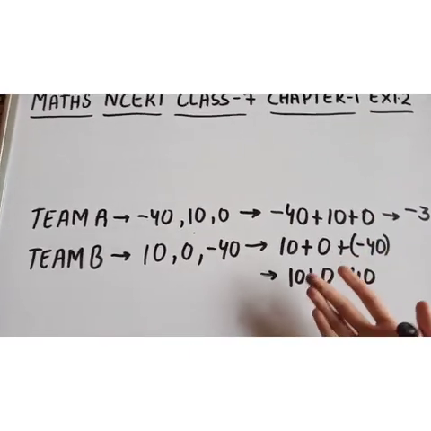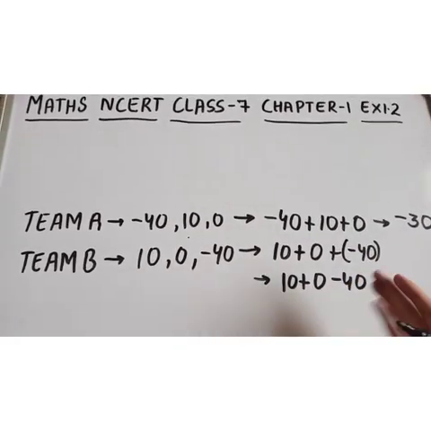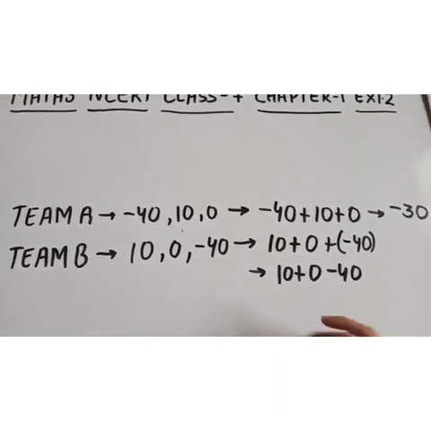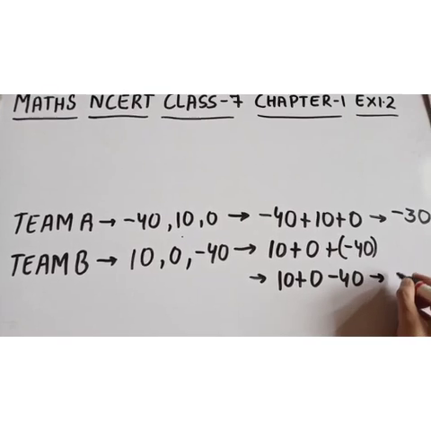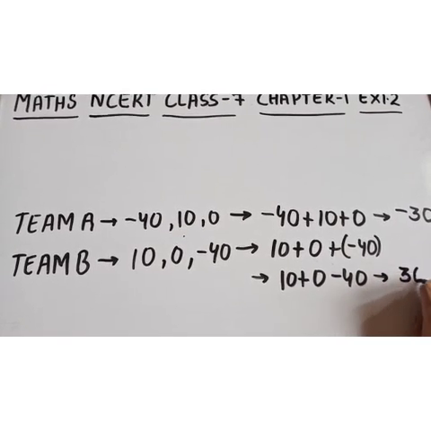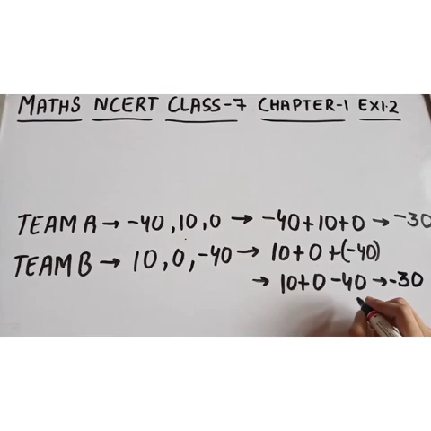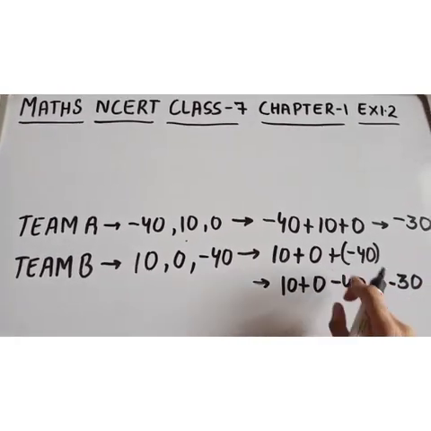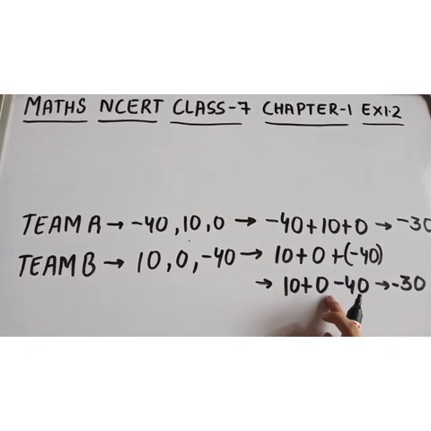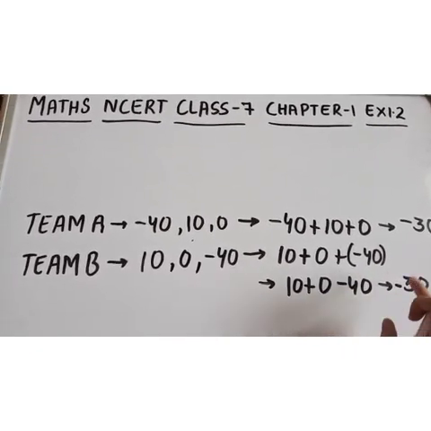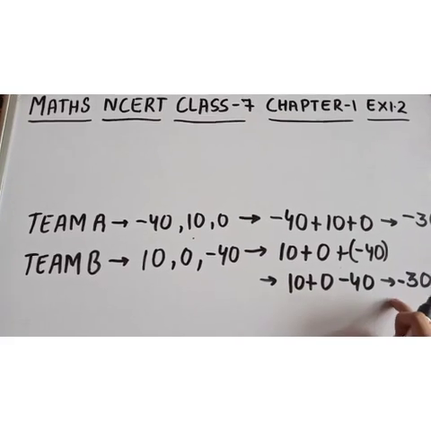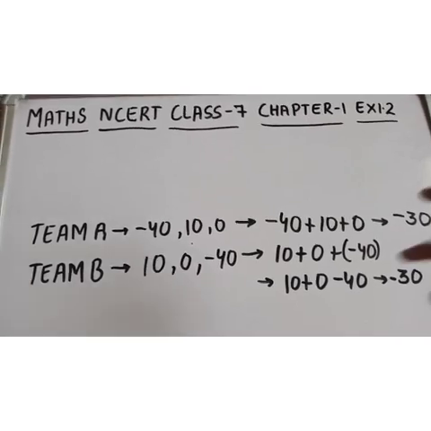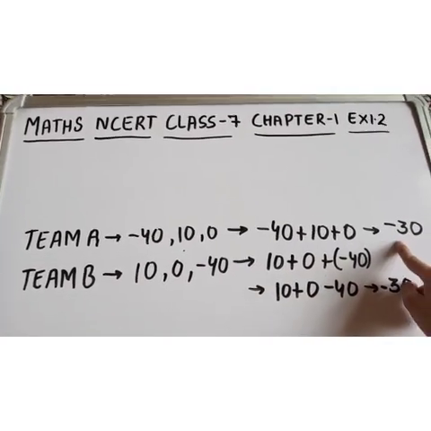Actually, we have to add them, but they are one positive and one negative number. So we will subtract them. The answer will be 30. By following big brother rule, we will put minus sign over here because out of 10 and 40, the bigger number is 40. So 40 is following a minus sign. So in the answer, we will put the minus sign by following big brother rule. So now, both the teams have scored the same.